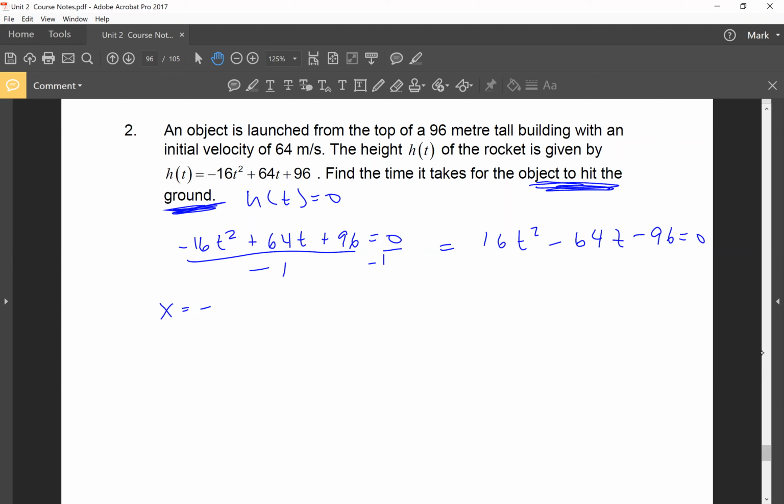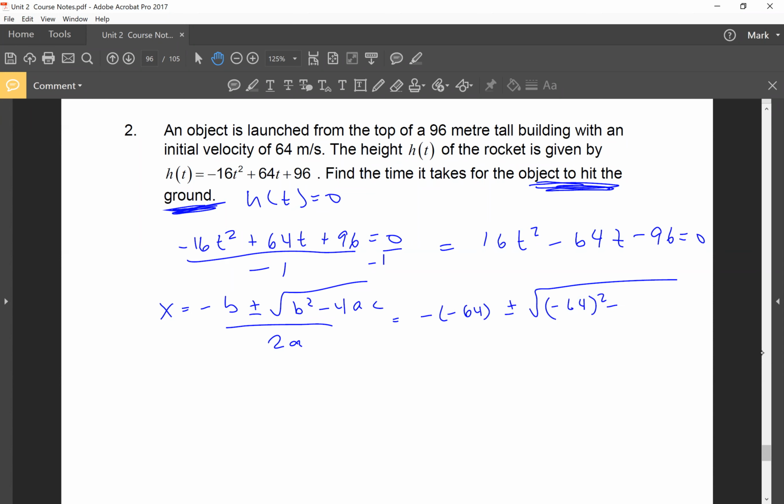x is equal to negative b plus or minus the square root of b squared minus 4ac, all over 2a. I'm going to put in my numbers. So negative b, that's a negative times a negative 64, plus or minus the square root of b squared. So that's negative 64 squared minus 4 times a times c, all over 2a.